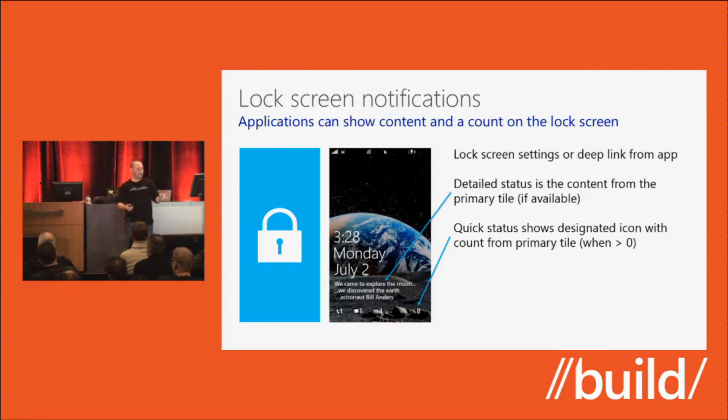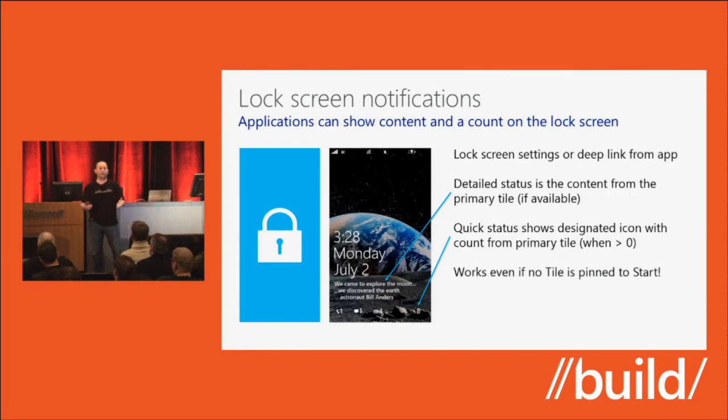The way that this content gets populated is that it comes from your tile. So it comes from your primary tile. The count on your primary tile, or the content strings that are on your primary tile, are what populate this data. But you don't have to have a primary tile on start. So if the user has chosen not to pin your app to start, but they have chosen to put you on the lock screen, that's fine. You can still update the lock screen that way. You don't actually call any lock screen APIs, though. Again, you just update your tile, and we automatically put that data on the lock screen for you.